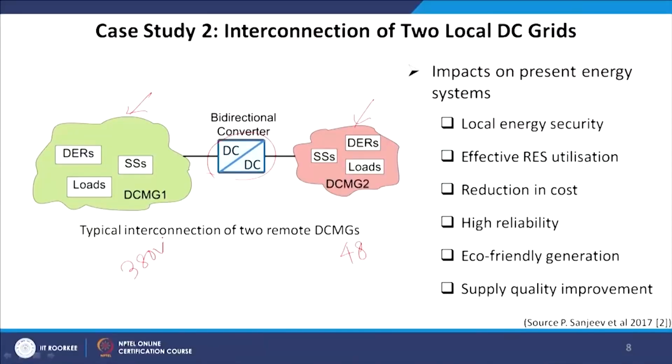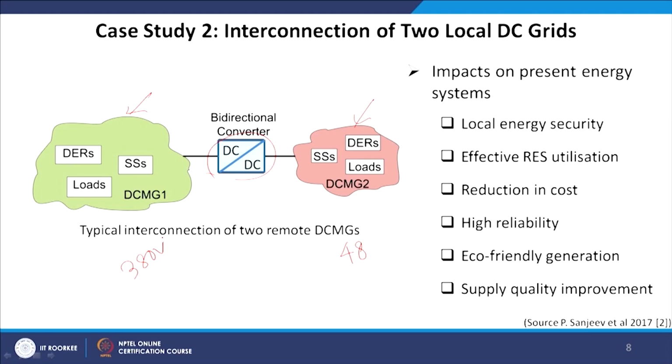What is the impact on the present energy system when you have integrated more than one DC microgrid, or when more than one DC microgrid is being operated together? The energy security will increase. For example, one DC microgrid may have a condition where the generation is more than the load, and we have seen the other case where the generation is less than the load.